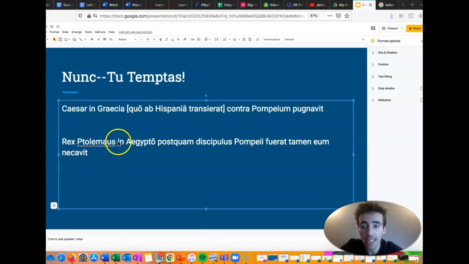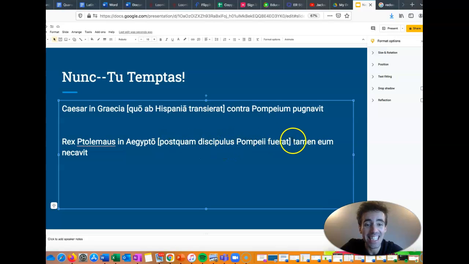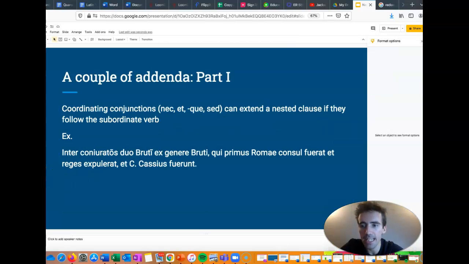Rex Ptolemaeus in Aegypto postquam, that was one of our subordinating conjunctions. Discipulus Pompeii fuerat, that's a verb, boom, tamen eum necavit. The king, King Ptolemy in Egypt, after he had been a student of Pompey, nevertheless killed him, meaning Pompey. Bene. A couple of quick addenda.